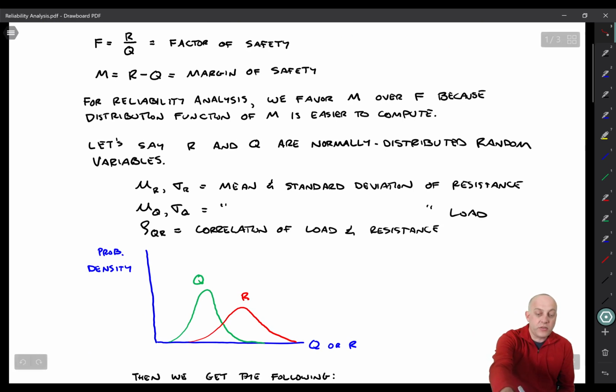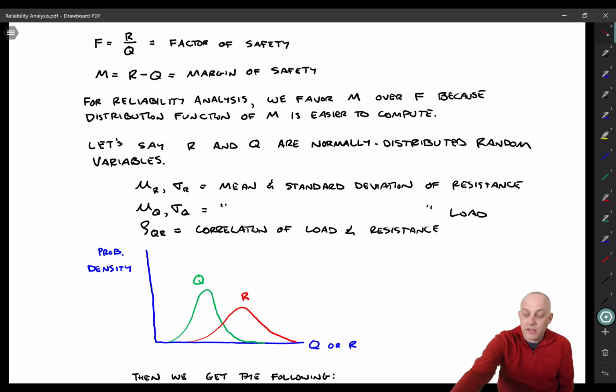We would need then to describe them by defining a mean and a standard deviation, right? The moments of the distribution function, 2 of them are required for a normal distribution function. So for example, we would have this probability distribution function for the resistance, and maybe this probability density function for the load. And the mean value of the resistance, it better be bigger than the mean value of the load, right?